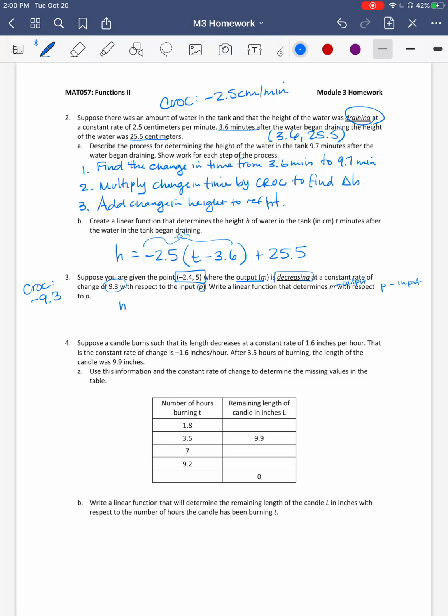So I should write a formula with M equals, because M is always going to be my output here. I'm going to use that same setup like we've been doing. So my rate is negative 9.3, P is my input, so P minus my reference input, plus my reference output. And then you might not think of it that way, you might think of it like this. And I don't really care which way you do it. Probably this way is the way that we tend to think of it more, but it really doesn't matter.